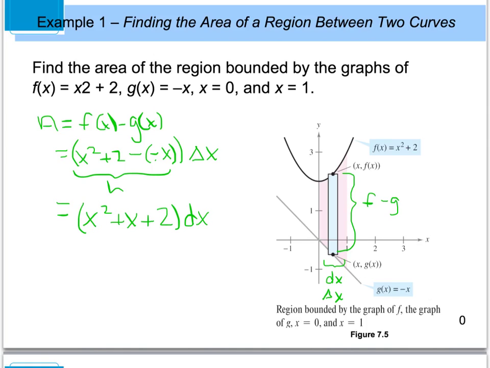Now to actually find the area, I'm going to integrate. When I integrate this, I have to put my boundaries, and I know that my boundaries with respect to x are going from 0 to 1, so I'm going to include those from 0 to 1, and I'm going to integrate x squared plus x plus 2. When I integrate x squared, I end up with x cubed divided by 3 plus x squared divided by 2 plus 2x, and I'm going to be evaluating that function from 0 to 1.